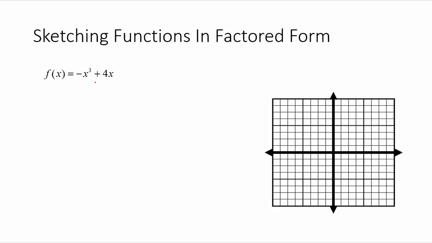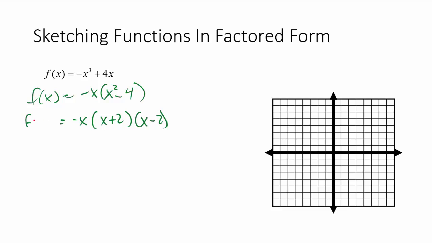So if it's not in factored form, we have to get it there first. So I'm going to start by factoring out a greatest common factor here. I can take a -x out of this first, and then I'm left with x squared minus 4. And then if I factor this a little bit more, I can now factor the inside to x plus 2 and x minus 2. So that gives me now my function in factored form.